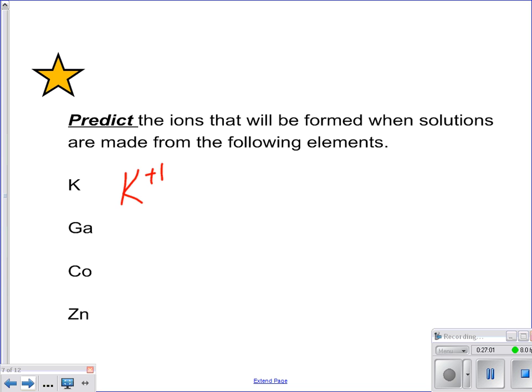Gallium, it's over there underneath aluminum. So how many valence electrons? 3. Easiest thing to do? Lose 3. So it becomes gallium with a +3.